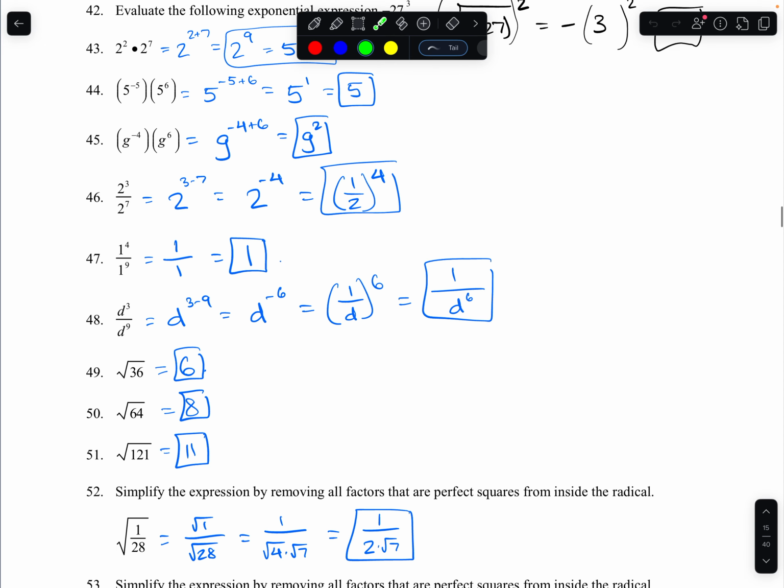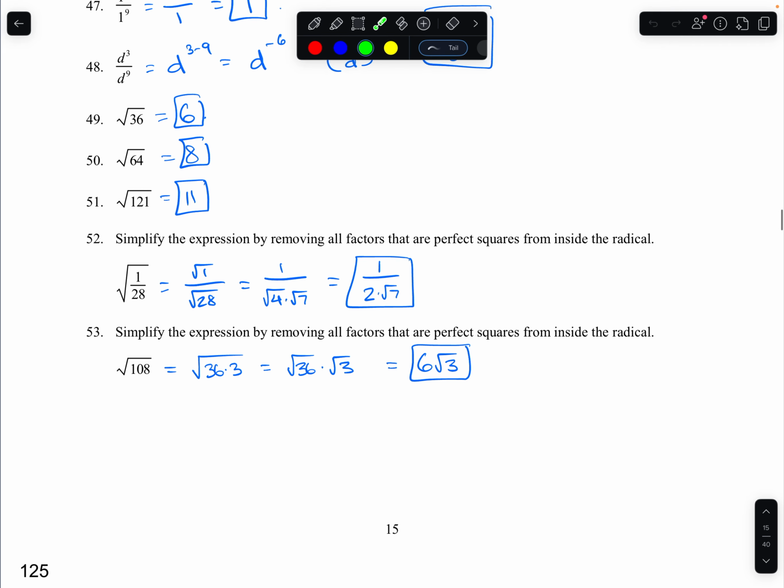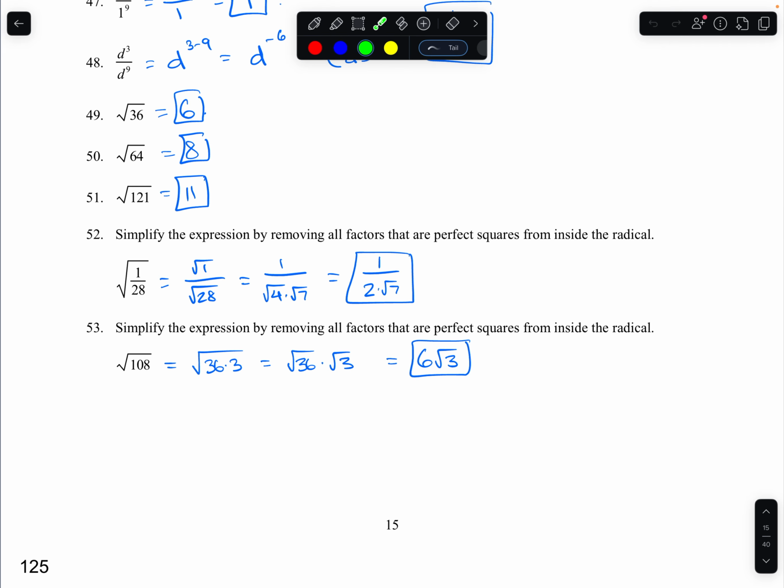I'm going to leave the rest up to you. If you have questions on these, ask me in class. I don't think you will, though. 52 and 53, check your answers for these. And I'm going to stop there. This will be a 2-part final study guide walkthrough. In the next video, we will pick up on number 54 and go through the end of the study guide.